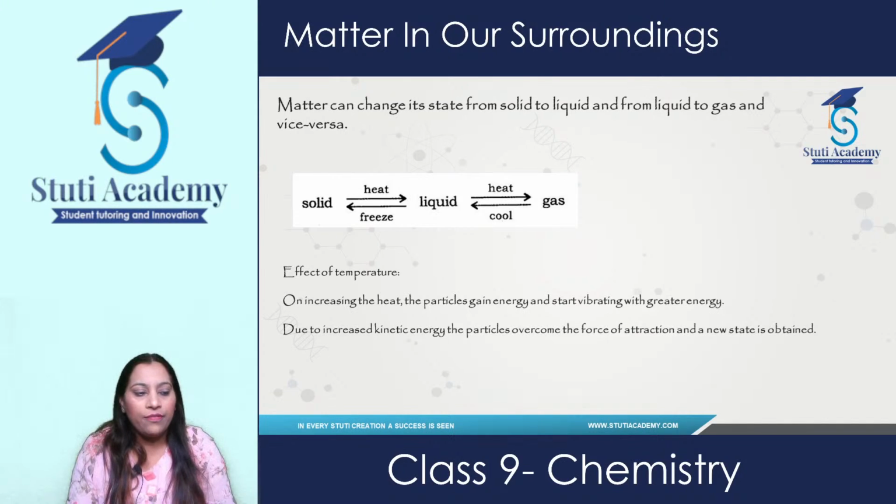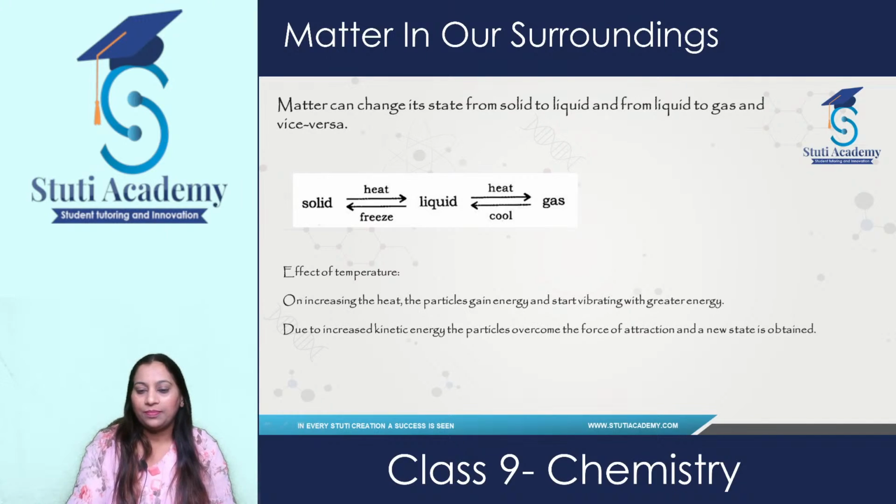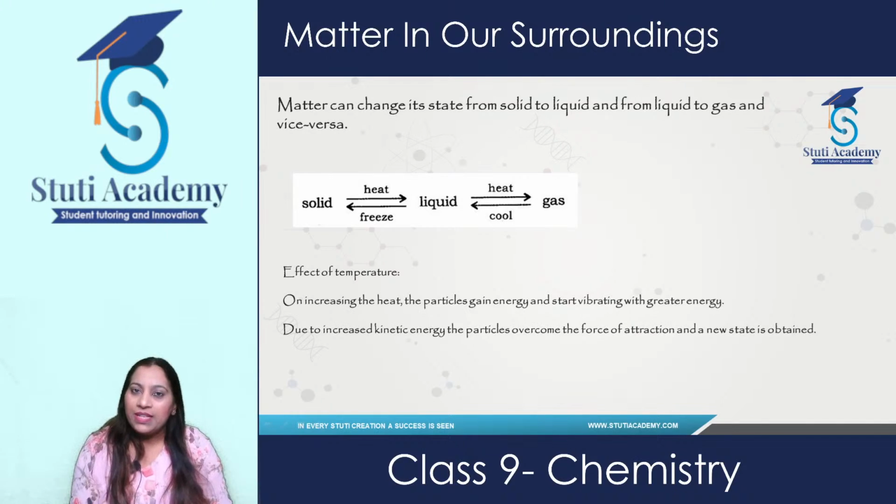Also, how the state of matter changes from one form to another. Like solid changes into liquid and liquid changes into gases. If we increase the temperature, solid changes into liquid or liquid changes into gases. Or if we reduce the temperature, the gases change into liquid and liquid changes into solid. So what is the effect of temperature on the change of state of matter? This I have already explained in the previous session.